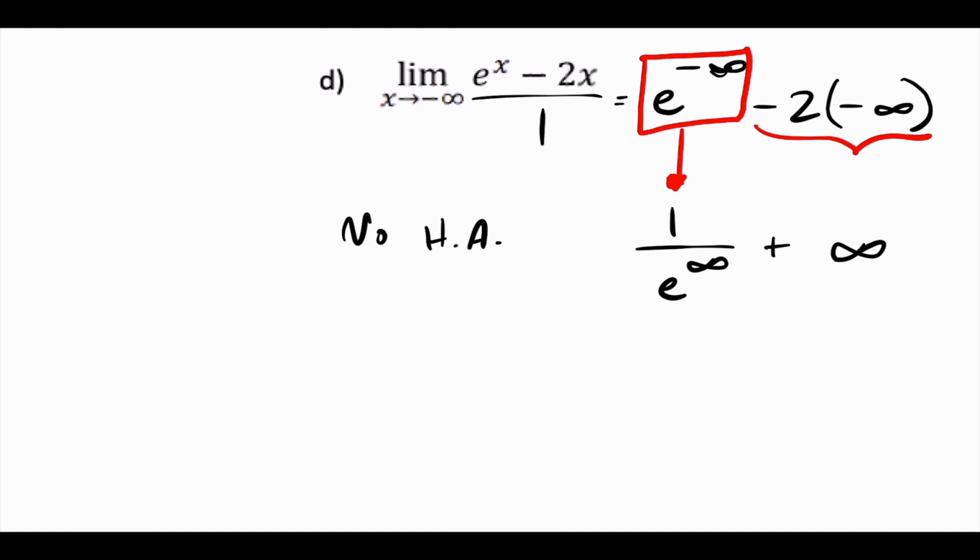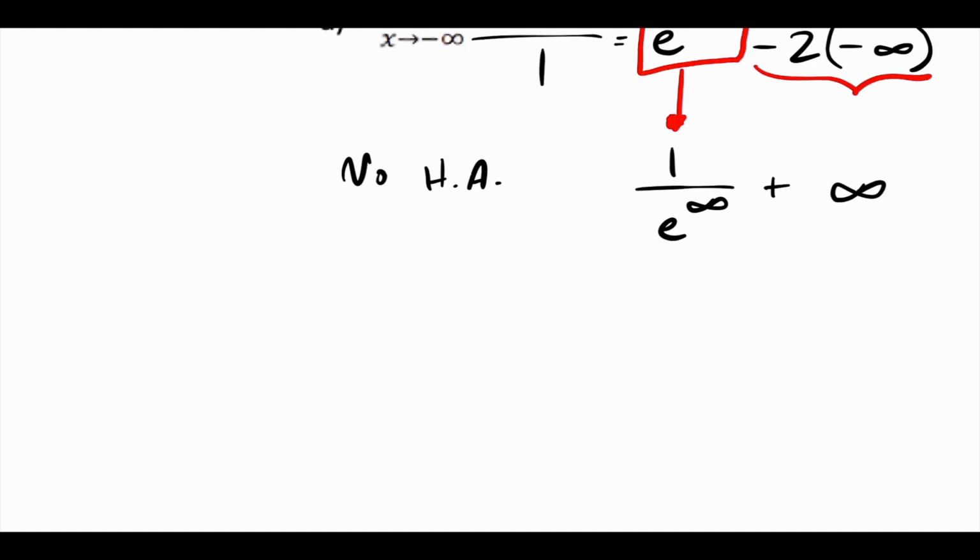One over E to the really big is pretty much what number? If I have something really small on top of the fraction, and something really, really, really big on the bottom of a fraction, that fraction pretty much is 0. It's pretty much nothing. Watch.